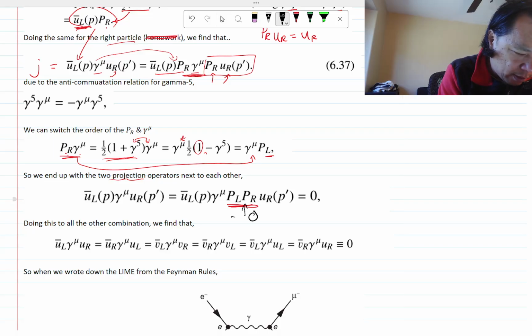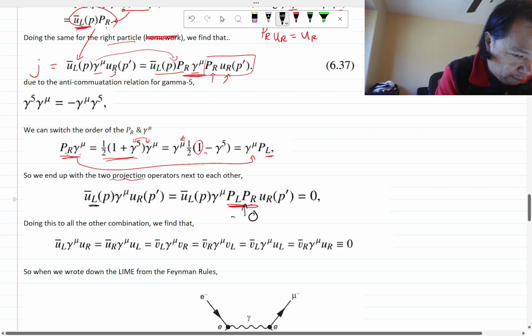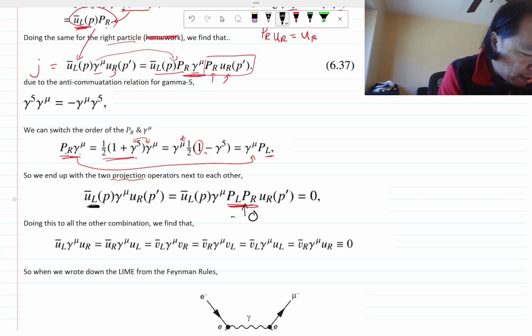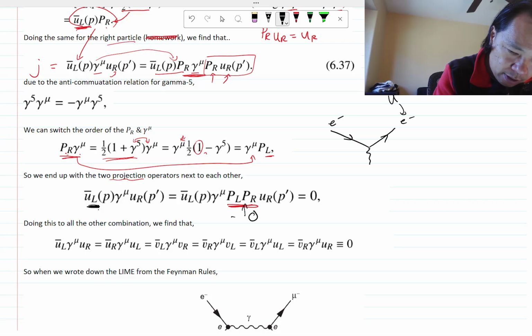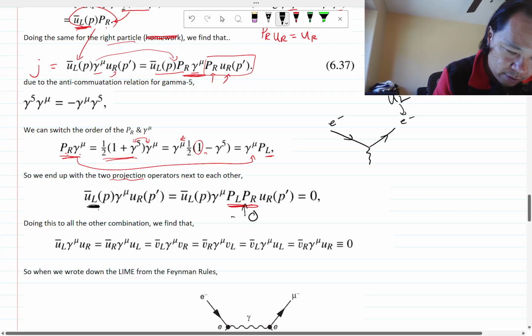So what happened is that when you have a left chiral particle coming in, and a left chiral particle going out, let me just draw this in the Feynman diagram. Let's say we have this vertex here, and let's make them electrons. This is the part that represents this U adjoint L.